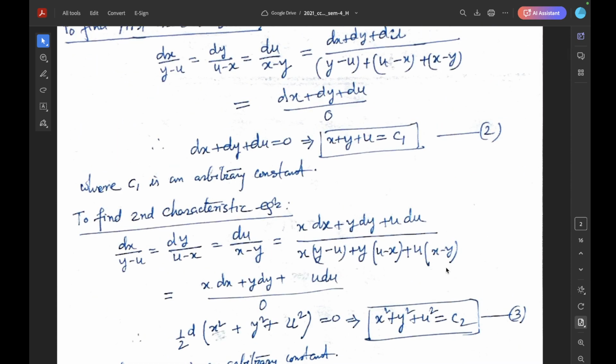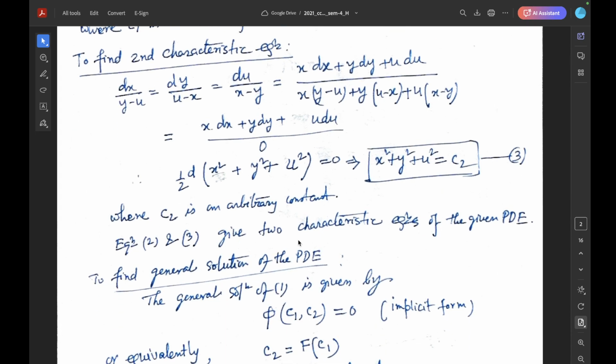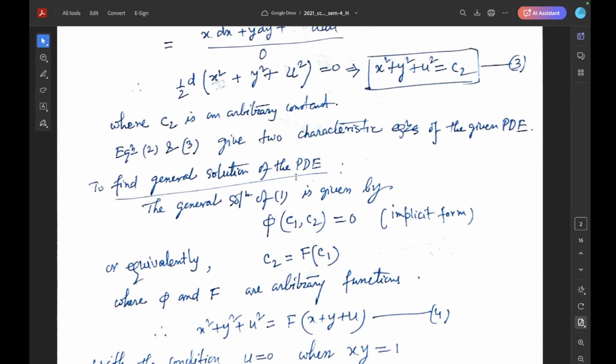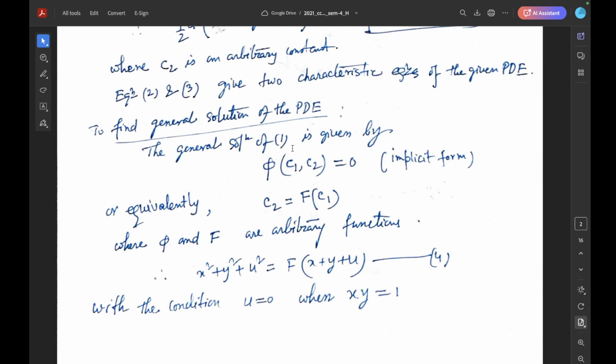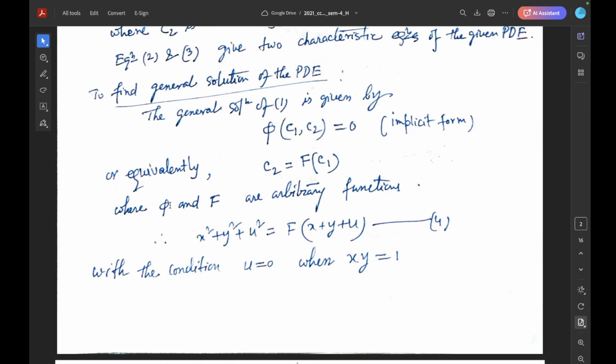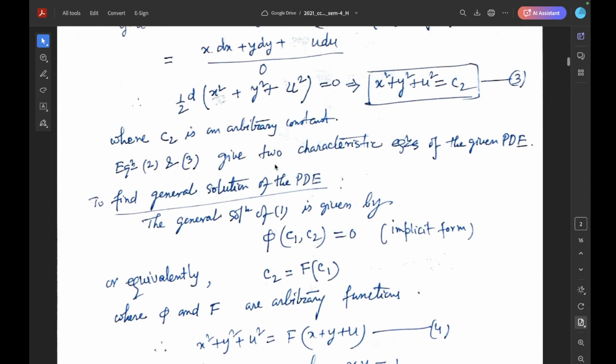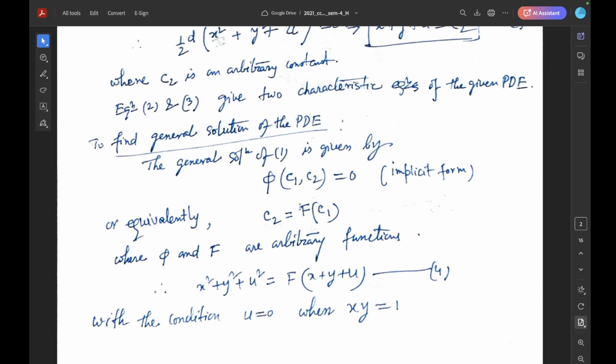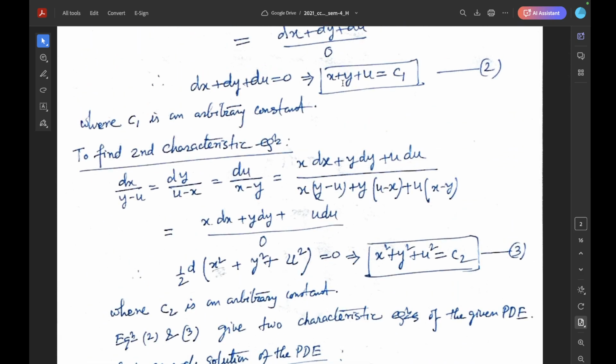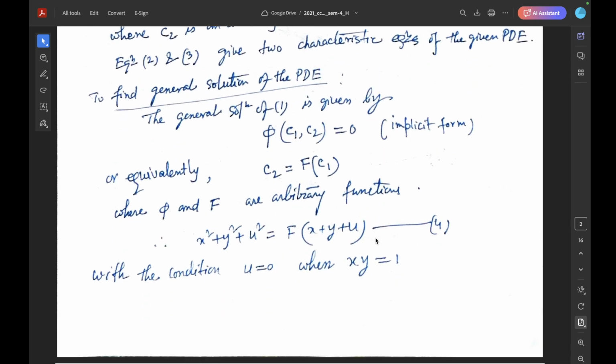Equation 2 and equation 3 give two characteristic equations of the given partial differential equation. To find the general solution of the given equation 1, it is given by phi of C1 and C2 equal to 0 in implicit form, or equivalently we can write C2 equal to some function capital F of C1, where phi and F are arbitrary functions. Therefore, x square plus y square plus u square equal to capital F of C1, C1 equal to x plus y plus u. So we can write this as equation 4.